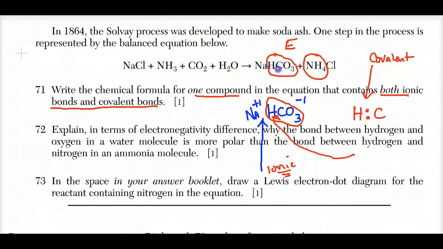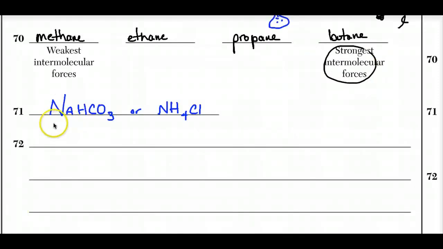So you had two choices here. You could have picked sodium hydrogen carbonate, or you could have picked ammonium chloride. Both are salts, both are ionic, but within the polyatomic ion itself, there's covalent bonds as well. So either sodium hydrogen carbonate or ammonium chloride, one or the other was necessary. You don't need both.